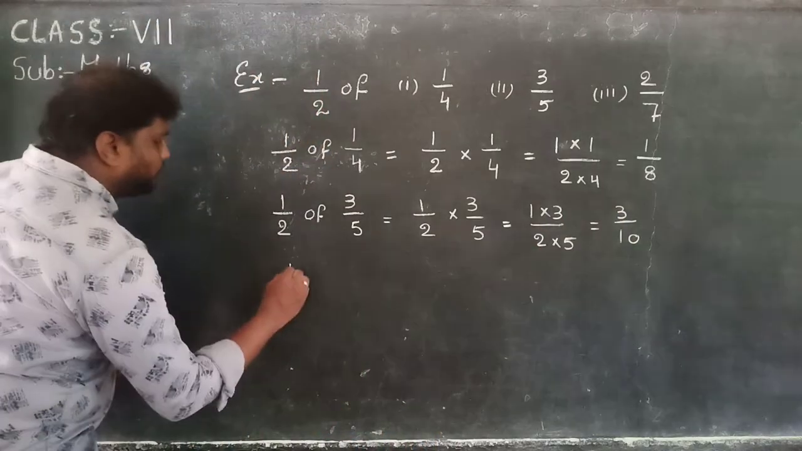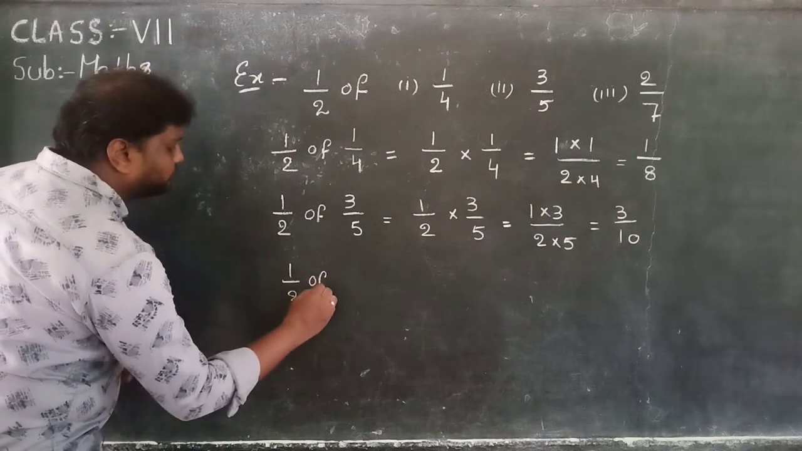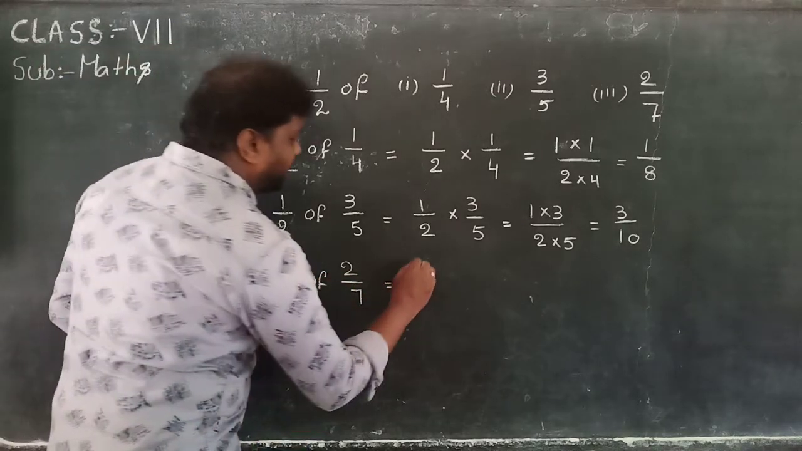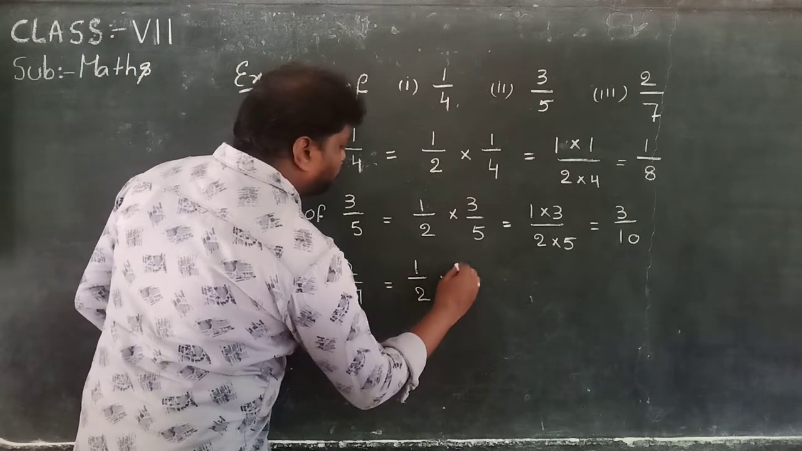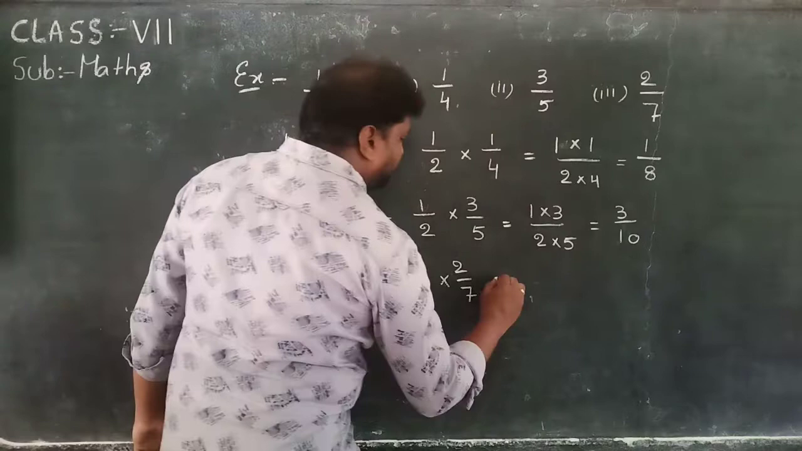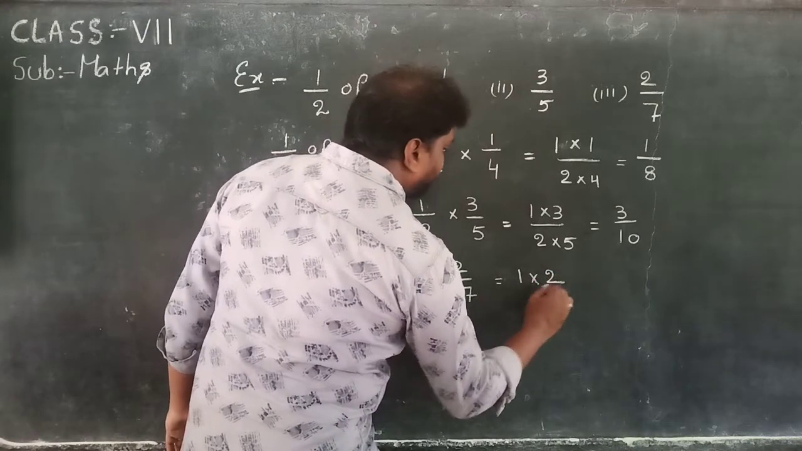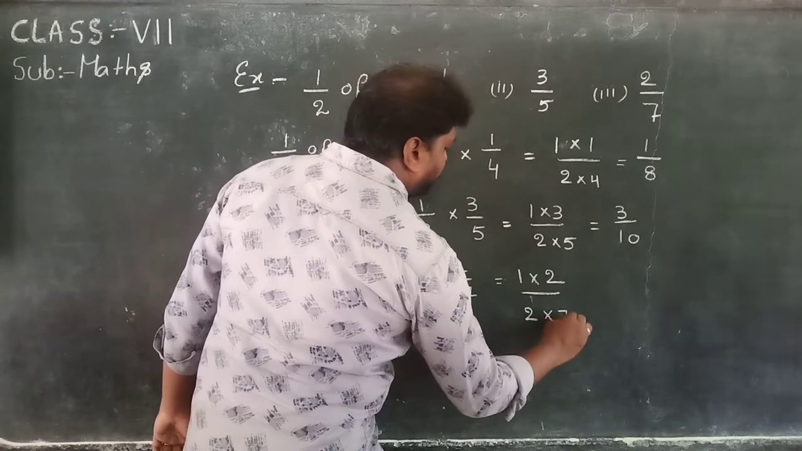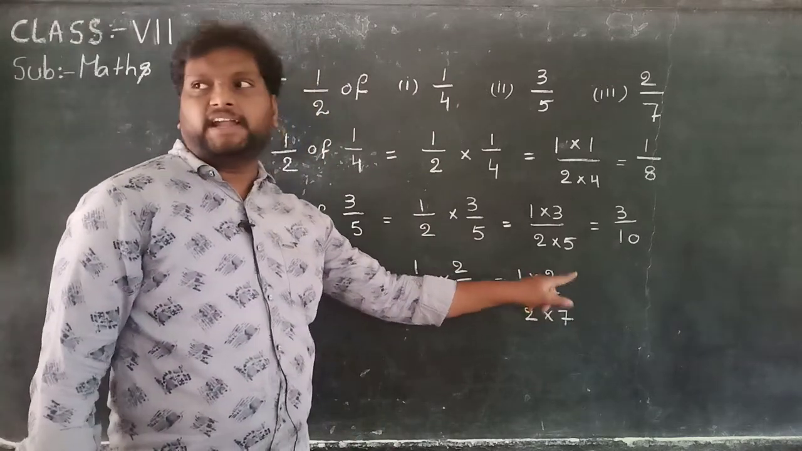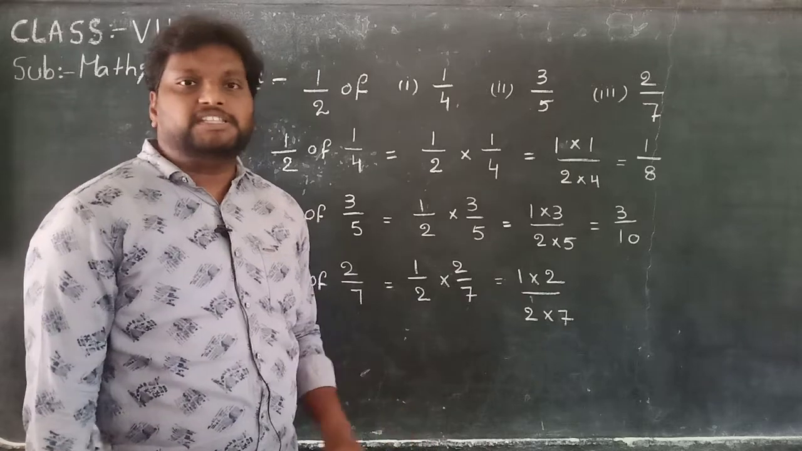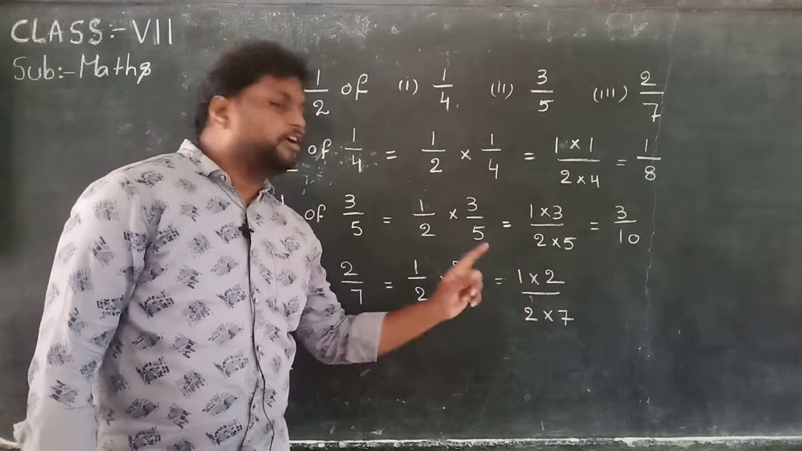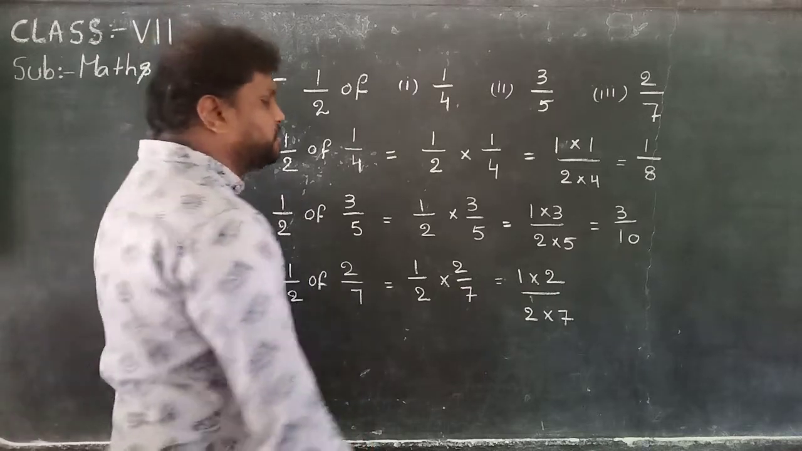The third one is 1 by 2 of 2 by 7. 1 by 2 into 2 by 7, then 1 into 2 by 2 into 7. Here 2 is in numerator and 2 is in denominator. Is cancellation possible? Yes, because 2 is in the numerator and 2 is also in the denominator. That's why cancellation is possible.